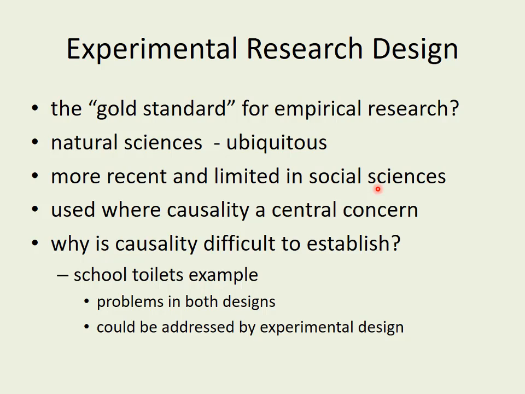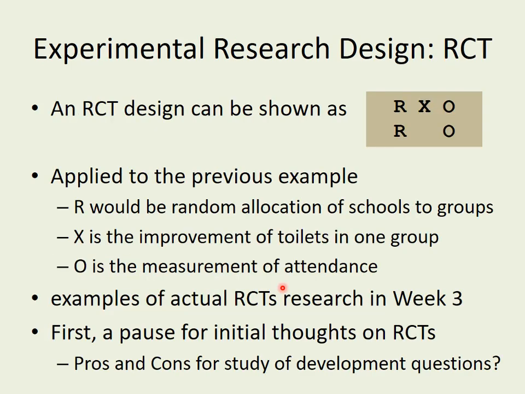It's particularly where causality, internal validity, is a central concern, which it is for social sciences that want to inform policy, because we really want to know, if you do this, what's going to happen? And why is it difficult to establish? Well, the school toilets example is there. There are problems in both designs that could be addressed by making it more experimental. In both designs you don't know those two groups are equivalent. So with the with and without comparison, is the effect because of the toilets, or because that group of schools were different? With the before and after comparison, would that have happened anyway because of some other factor? Experimental design would help.